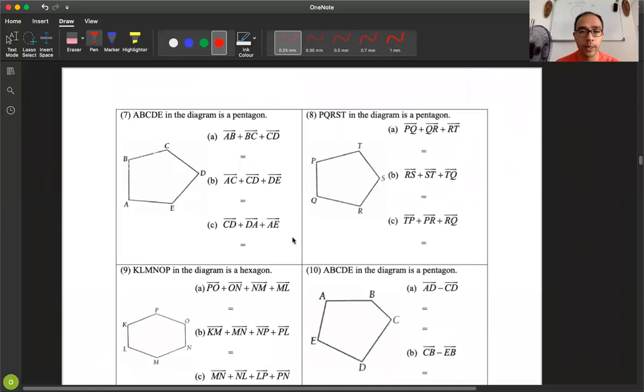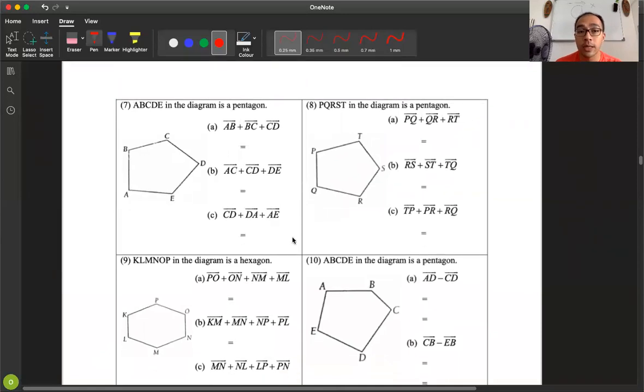Okay, let me do another one. Let's do a slightly more difficult one, number 7. ABCDE in the diagram is a pentagon. Pentagon, 5 sides. So AB, A to B, this direction, and then B to C, this direction, and then C to D, this direction. So 1, 2, 3. What is the shortcut? Are they flowing in one direction? Yes, they are flowing in one direction.